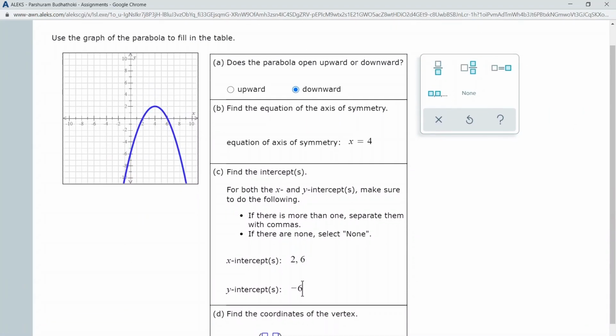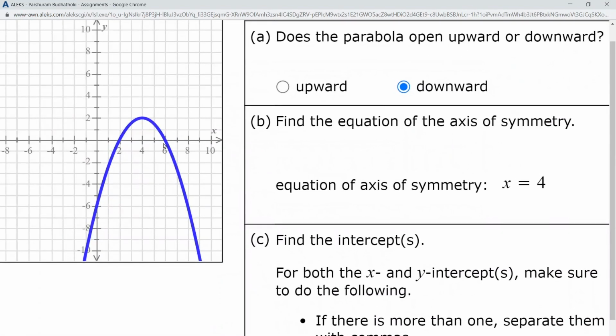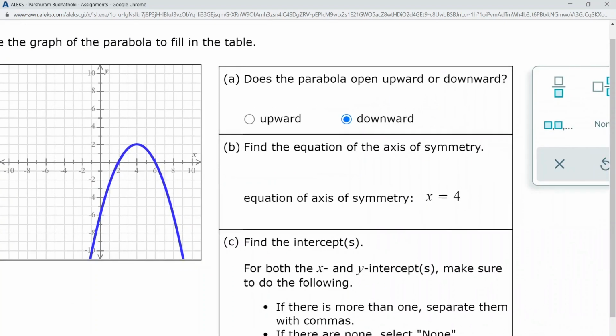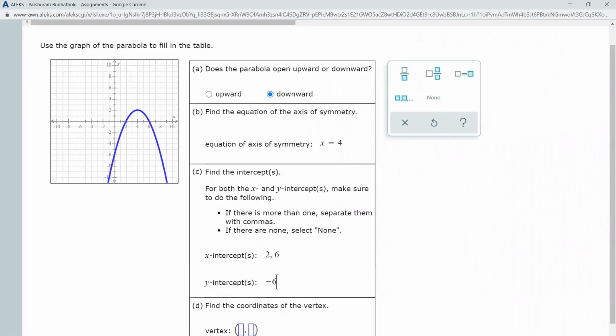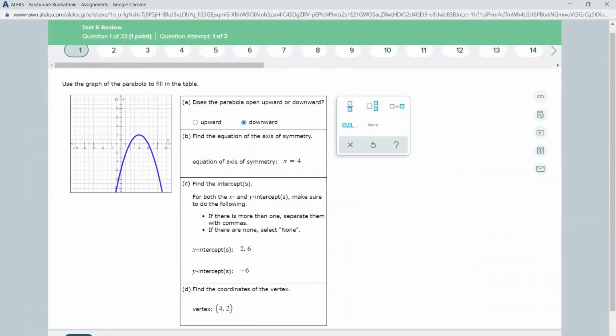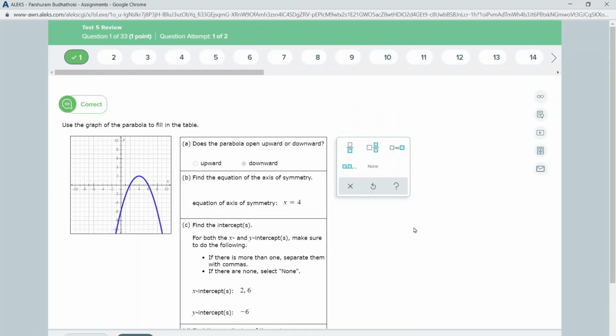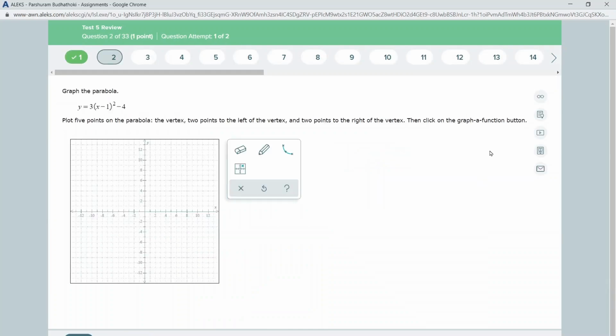And then vertex, as I mentioned earlier, the vertex is this point, which is 4, 2. So 4, 2. You just have to put 4 here and then 2 here. Let's try to check the answer. And that's right. Let's go to second problem.